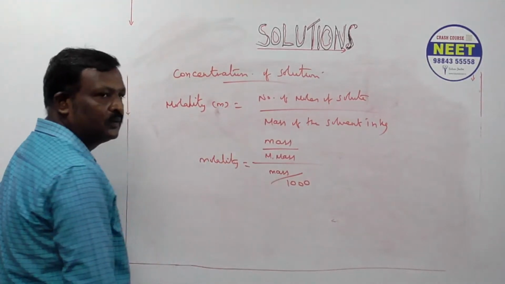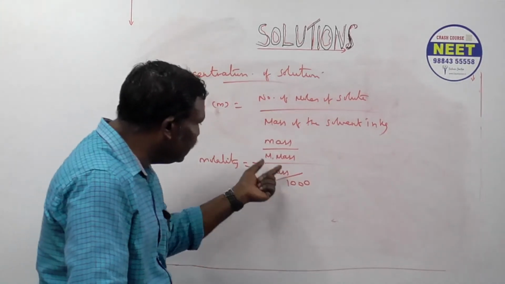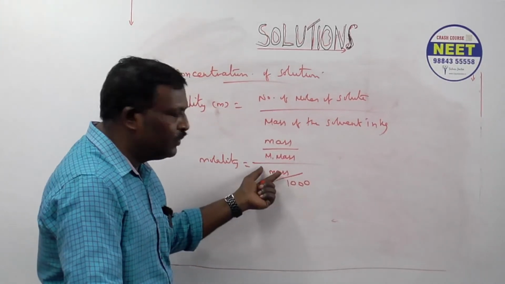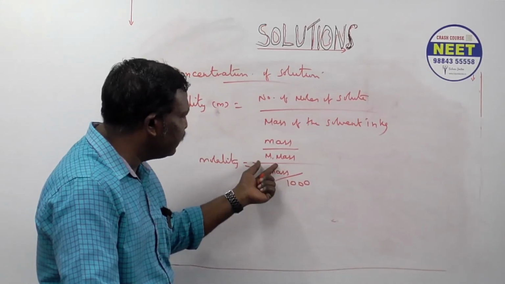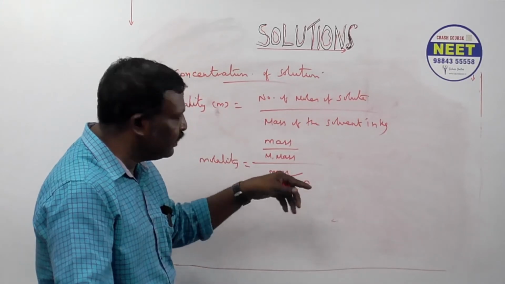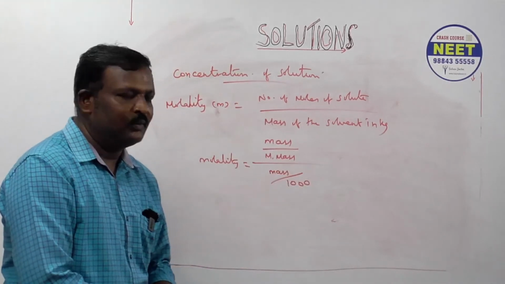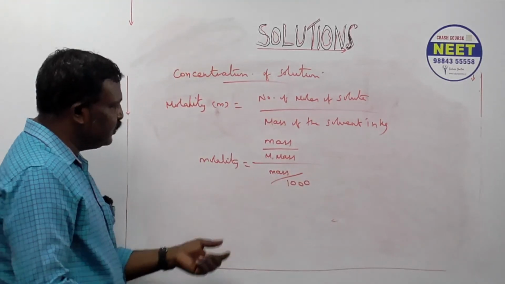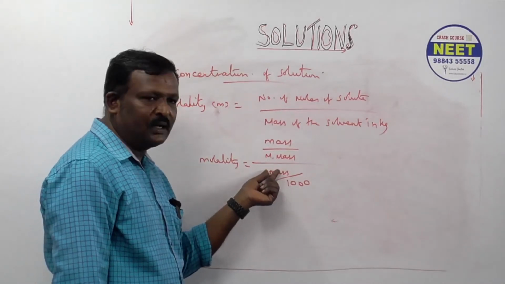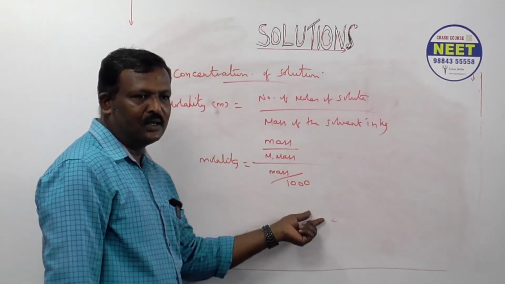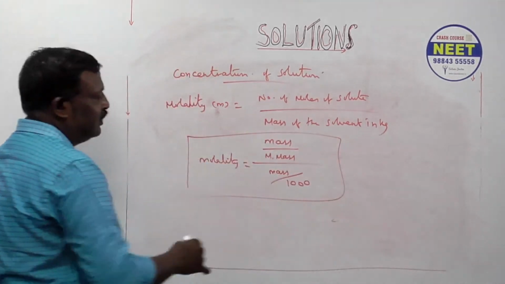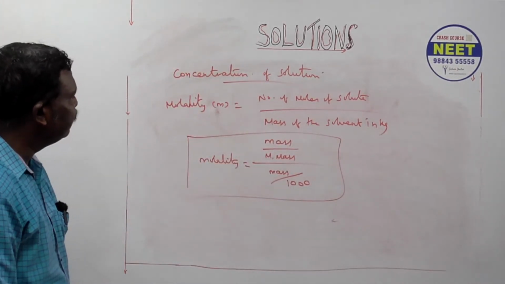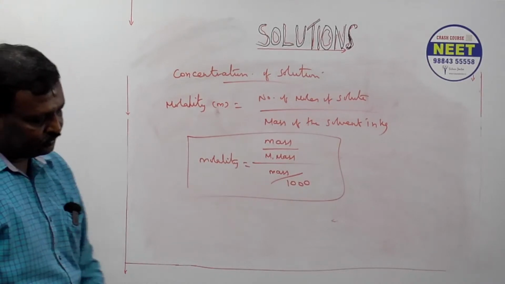Mass of the solvent in kilogram. Mostly they will give only 250 gram, not by 1000. So 500 means 500 by 1000. Then only I introduce 1000 in the formula itself, so it will be safer. Suppose 1000 gram, you put 1000 here, and 1000 can cancel. Understood? Okay.